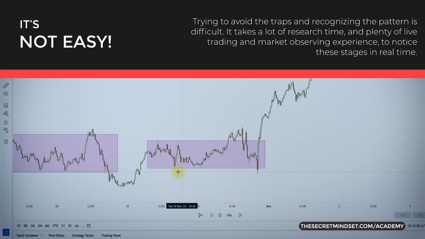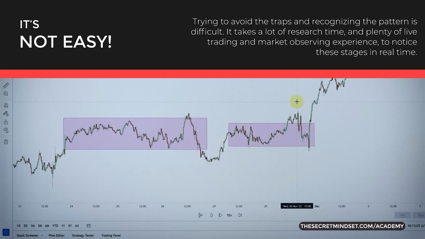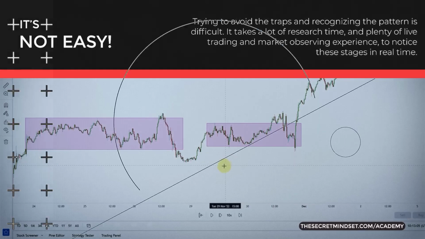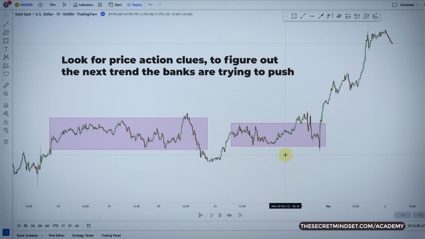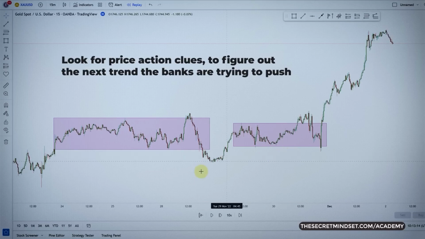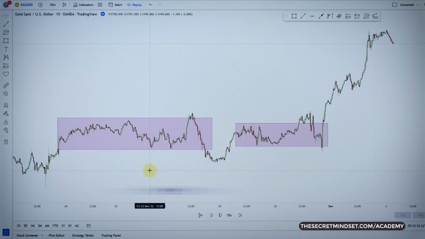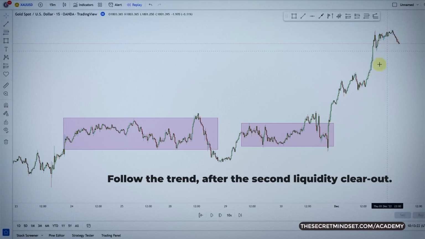It takes a lot of research time and plenty of live trading and market observing experience to notice the stages in real time. But if you understand how the banks are manipulating the market, you'll be able to identify the direction of the market trend that the banks are trying to push. Your next task will be then to just follow the trend after the second liquidity clear-out.